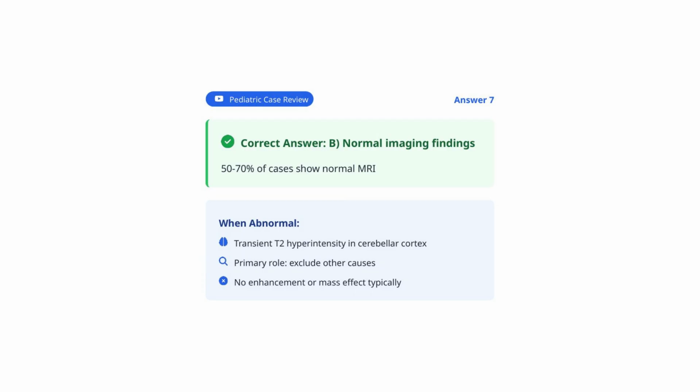In 50 to 70% of children with acute cerebellar ataxia, brain MRI findings are completely normal despite significant clinical symptoms. When abnormalities are present, they typically include transient T2 hyperintensities in the cerebellar cortex that resolve with clinical improvement. The primary role of neuroimaging is to exclude alternative diagnoses such as posterior fossa tumors, acute demyelination, or stroke.